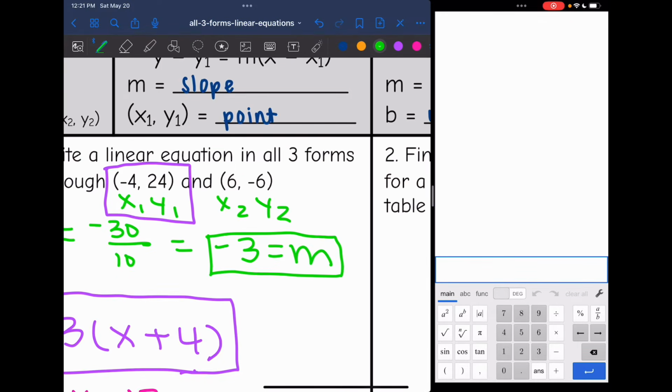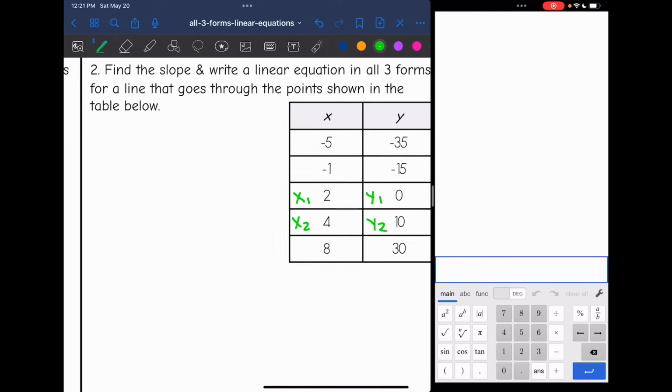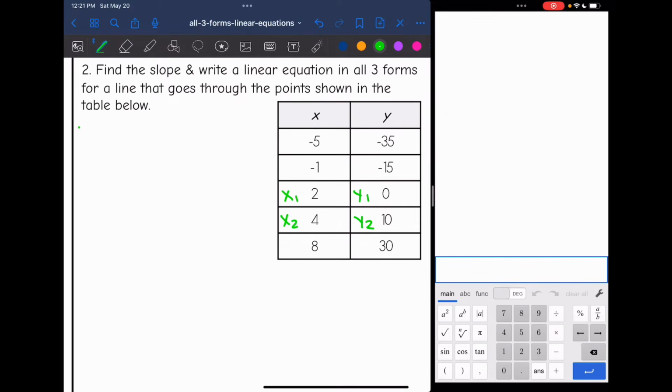Okay, so let's plug into slope formula. So it'll be m equals y2 minus y1, which will be 10 minus 0, all over x2 minus x1, so 4 minus 2. So it'll be 10 over 2 for my slope, which is 5. So the slope of this line is 5.